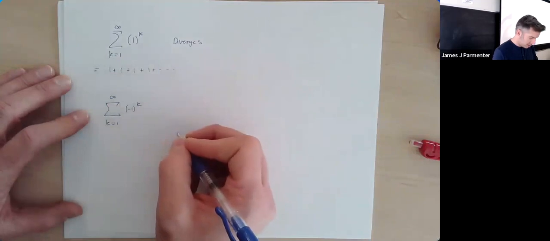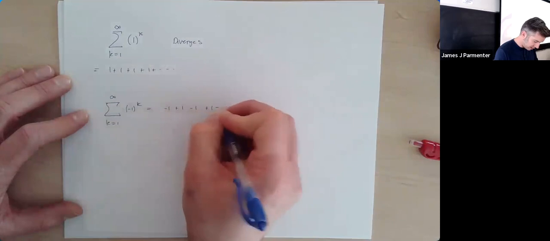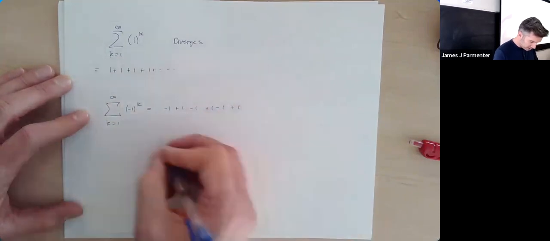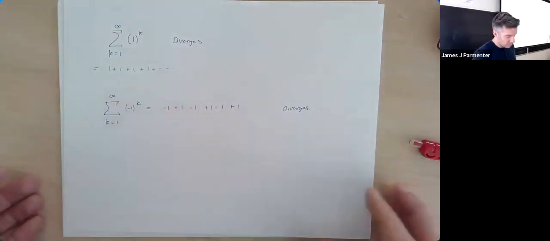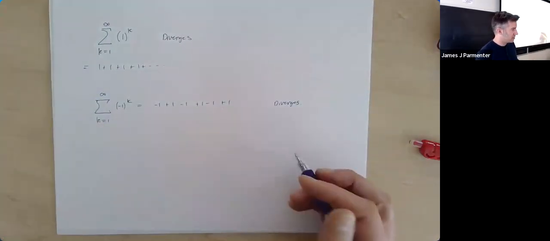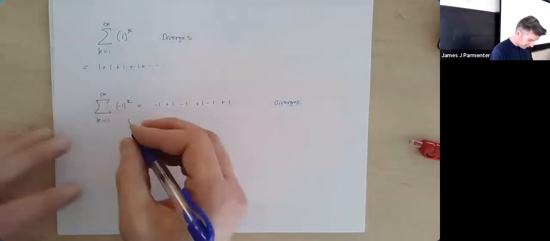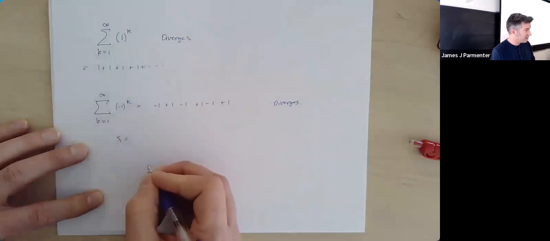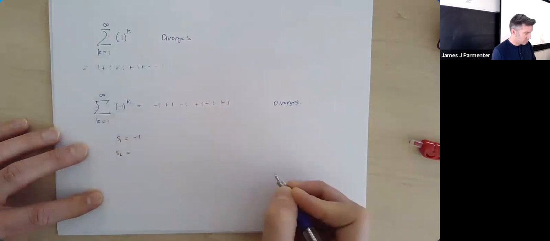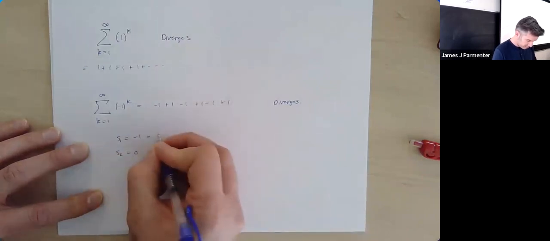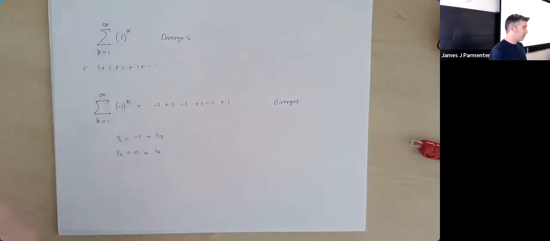also diverges. You start at -1, -1, +1, -1, +1, -1, +1. This also diverges, and this is actually a more interesting situation. The reason it diverges is because my partial sums don't converge to something. My first partial sum is what? What's my second partial sum? What's my third partial sum? What's my fourth partial sum? Right, so every other partial sum is -1 or 0.